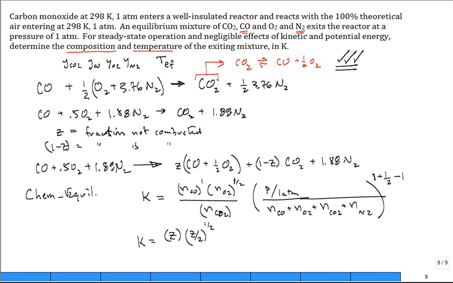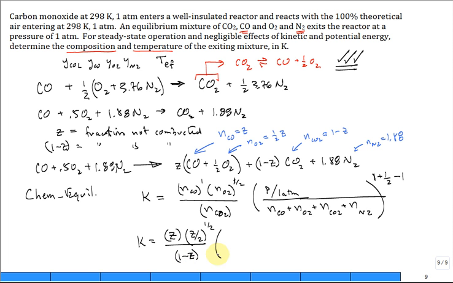Okay. Let me look at this. Looking right in here, the number of moles of CO is Z. Looking right in there, the number of moles of O2 is equal to 1/2 Z. How about the number of moles of CO2? Looking right in here, it's 1 minus Z, and the number of moles of N2 is 1.88. True? We don't know Z. We're going to solve for Z. But Z has to satisfy this chemical equilibrium equation. So it's 1 minus Z all to the 1 power.